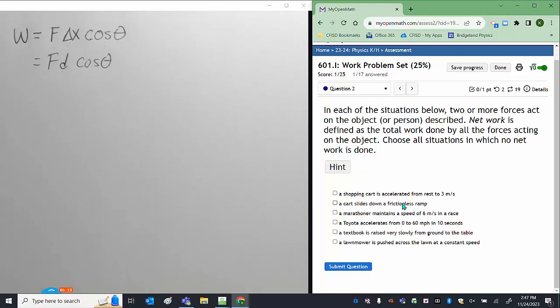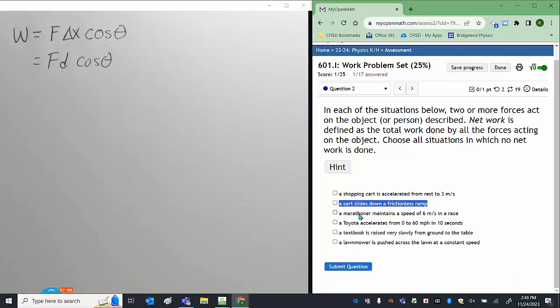The second one says a cart slides down a frictionless ramp. If this cart is sliding down a frictionless ramp, of course, there is no force of friction. However, if something is sliding down a ramp, then the reason that it's going down is because gravity, or the Earth's gravitational field, is applying force to that cart. And so you can have work done on an object by gravity, which is exactly what this would be. There is no counter force due to friction. It's frictionless, and so your only net force would be the component of gravity parallel to the ramp. So this would be a situation where you do have net work being done by Earth's gravitational field. So we can't select that.